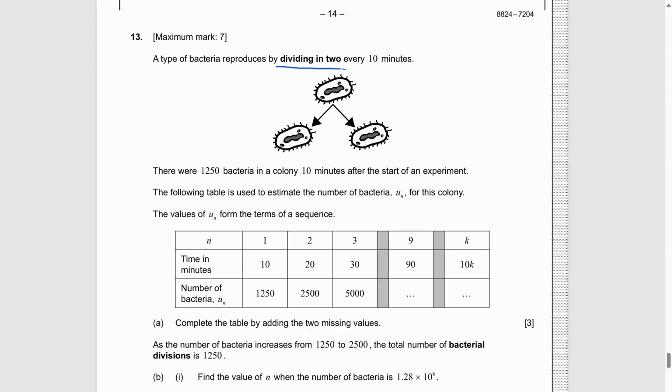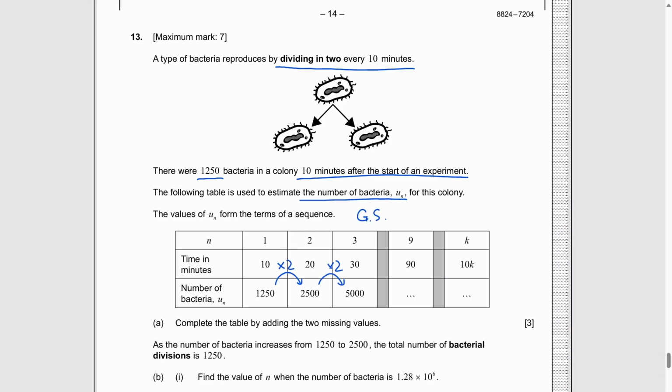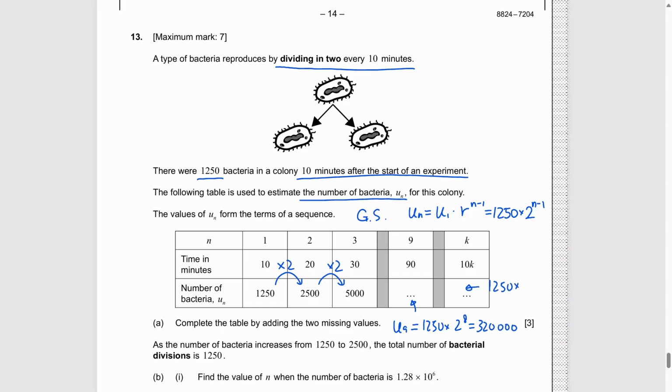Final question. Bacteria reproduce by dividing in 2 every 10 minutes. There are 1,250 initially. U_n is the number of bacteria. We can see that this is just a GS, and the common ratio is 2. Therefore, we can write the general formula for U_n first. Then, we can put 9 and K into the formula to find the missing values easily.